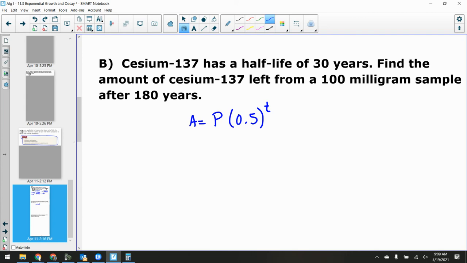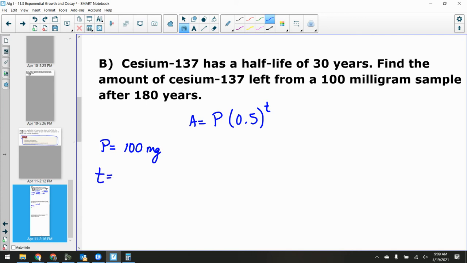So again, this thing has a half-life of 30 years. That's how long it's going to take for it to go one half-life cycle. I take a look at it once, I wait 30 years, I look at it again, half of its value is remaining, half of the amount is remaining. All right, so my p-value, my starting amount is 100 milligrams.